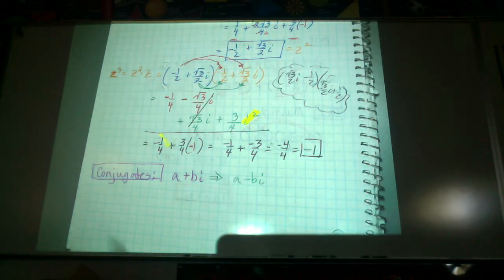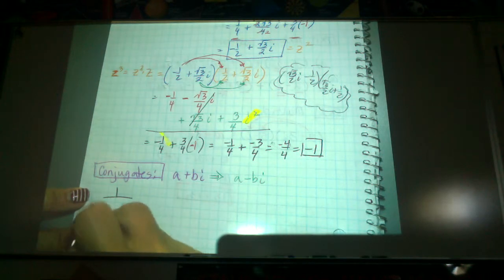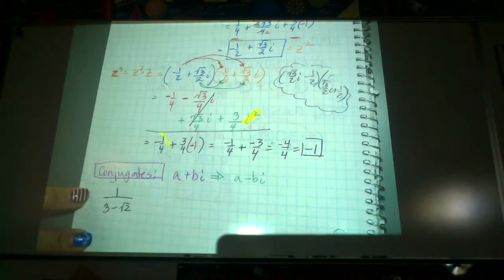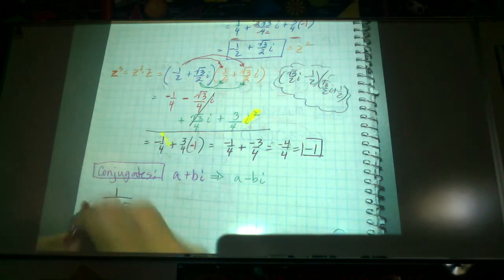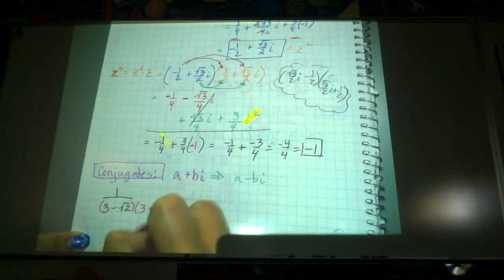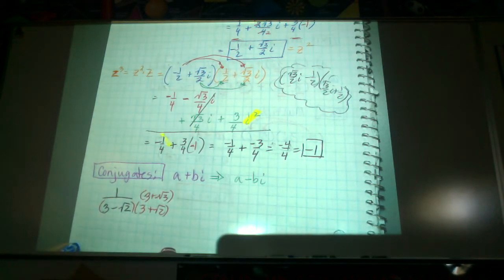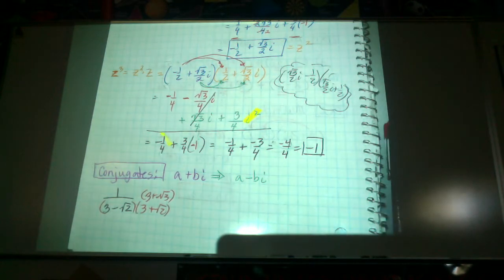So if you recall, if you had 1 over 3 minus the square root of 2 in algebra 1, 2, or 3, 4, the conjugate was its difference of two squares factor pattern, 3 plus the square root of 2. You would have to multiply that to the top and bottom to get rid of that radical. Same thing occurs with imaginary numbers.